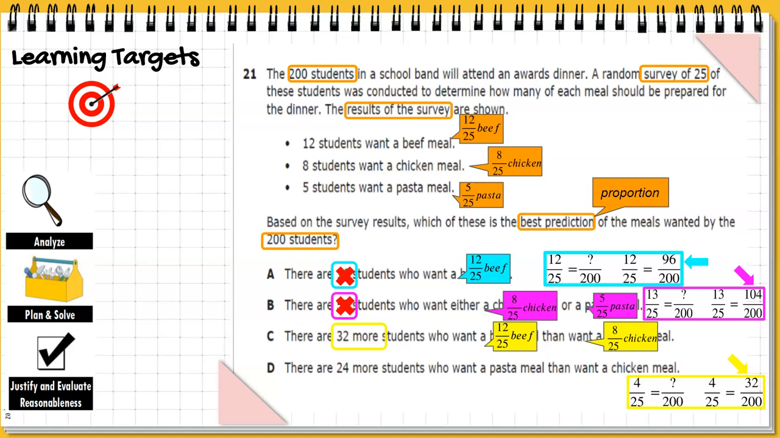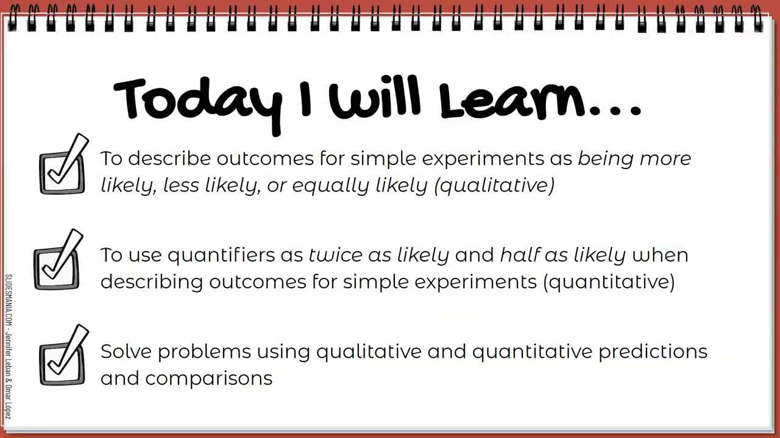So let's check out D. For D, it's saying 24 more for pasta than chicken. Hold up. Pasta is less than chicken. So this statement is incorrect without having to do any work because it is not more. So the correct answer is C. Again, I use my annotations to lead me to this.